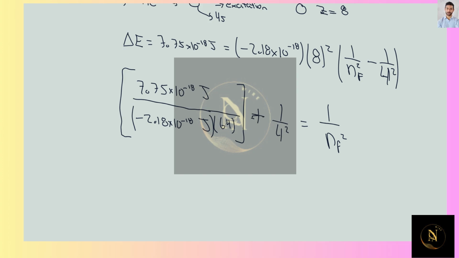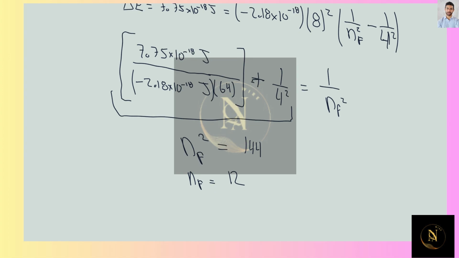From here, you do the calculation on all of this side and take the inverse. So n final squared is going to be equal to 144. Thus, n final corresponds to 12. And that would be all.